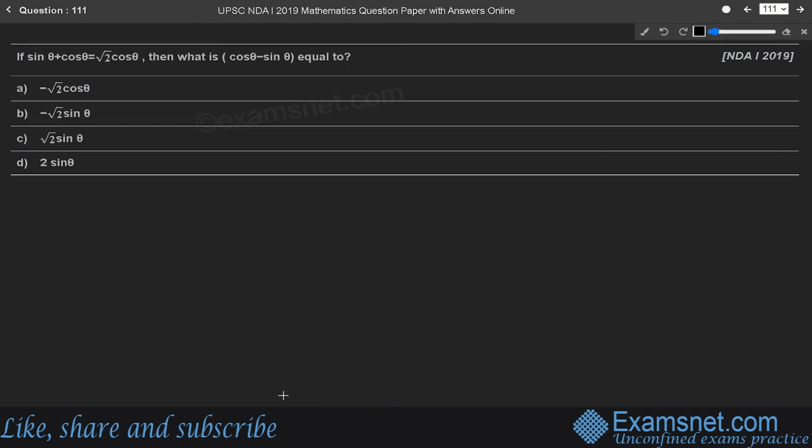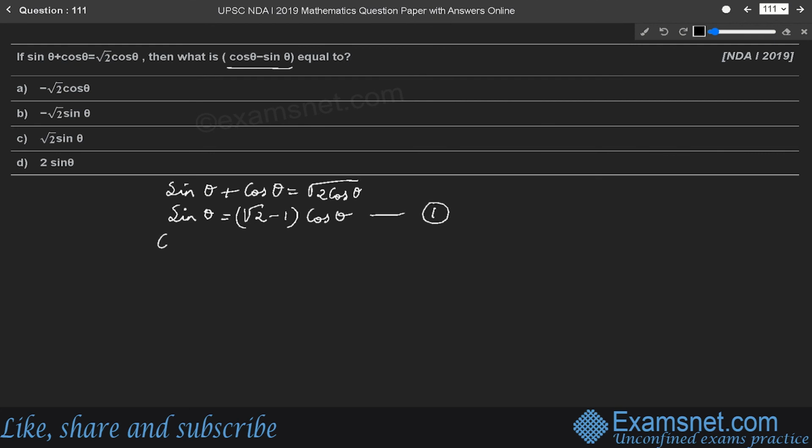Next question is, if sin theta plus cos theta is equal to under root of 2 cos theta, then what is cos theta minus sin theta equal to? We have to find the value for cos theta minus sin theta. The given equation can be also written as sin theta is equals to under root of 2 minus 1 into cos theta. Let this be equation number 1.